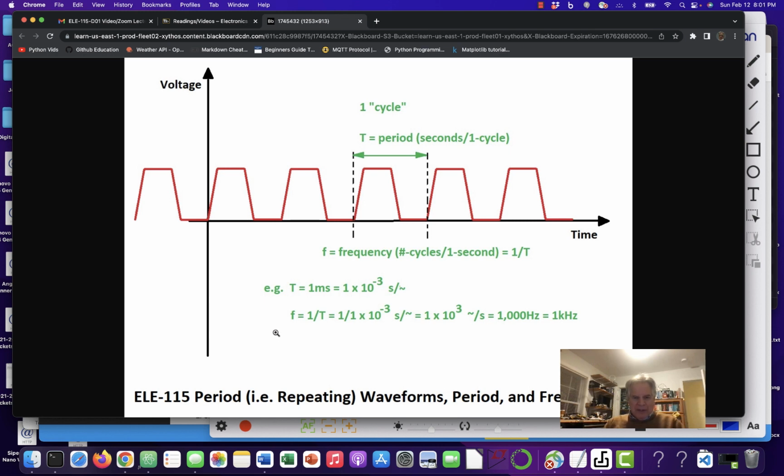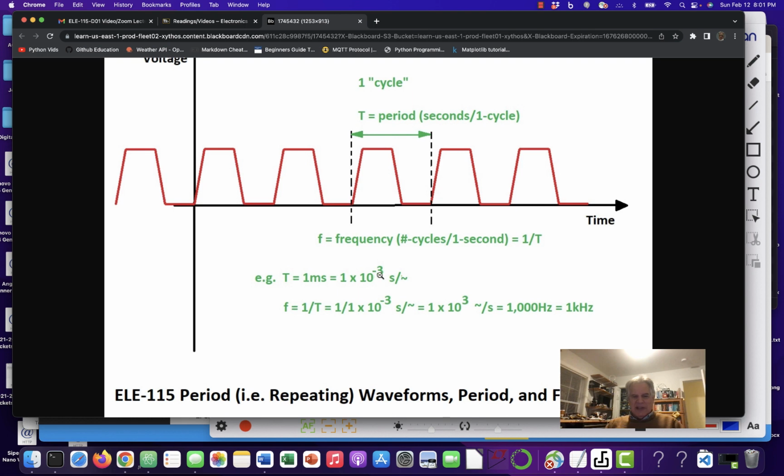Now, in this example, we have the period being 1 millisecond, which is 1 times 10 to the minus 3 seconds per cycle. So the frequency would be 1 over T. Well, this is 1,000ths. 1 over 1,000th is 1,000. So this would be 1 kilohertz, 1,000 cycles per second.